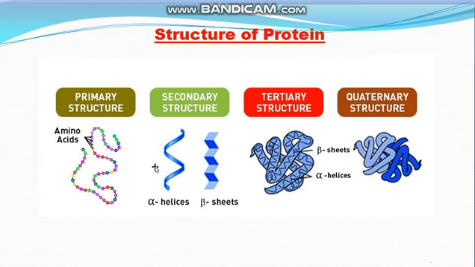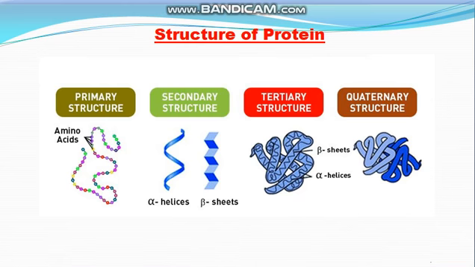Then comes the secondary structure of the protein, and this secondary structure is spiral. It is a spiral or coiled structure forming the alpha helix or beta sheets. It has peptide bonds and also weak hydrogen bonds between every fourth amino acid to form the coil or the helix. So it means it has peptide bonds between the amino acids, but it also has weak hydrogen bonds after every fourth amino acid to form the coil. So this is the secondary structure of the protein.